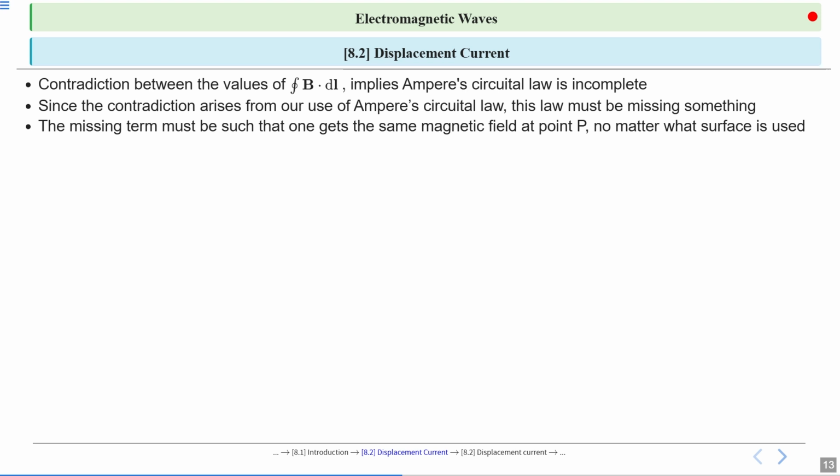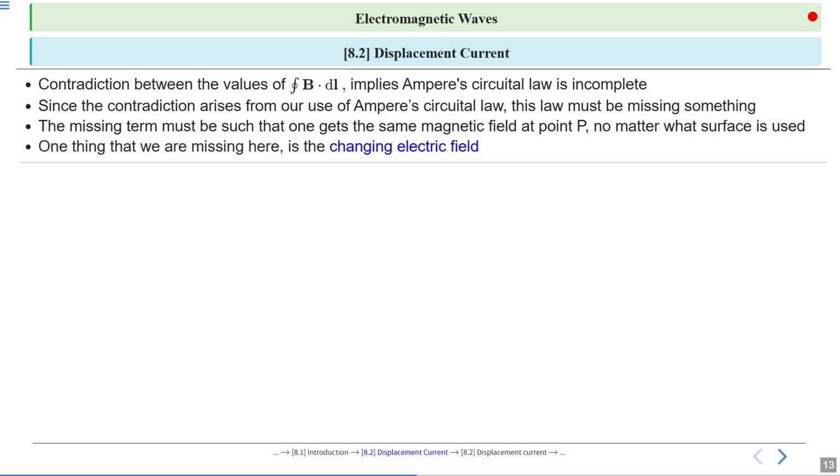So the missing term must be such that one gets the same magnetic field. One must get the closed integral of B dl equal to mu naught I, no matter what surface is being used, whether it is pot shaped or flat. One thing that we are missing here is the changing electric field.